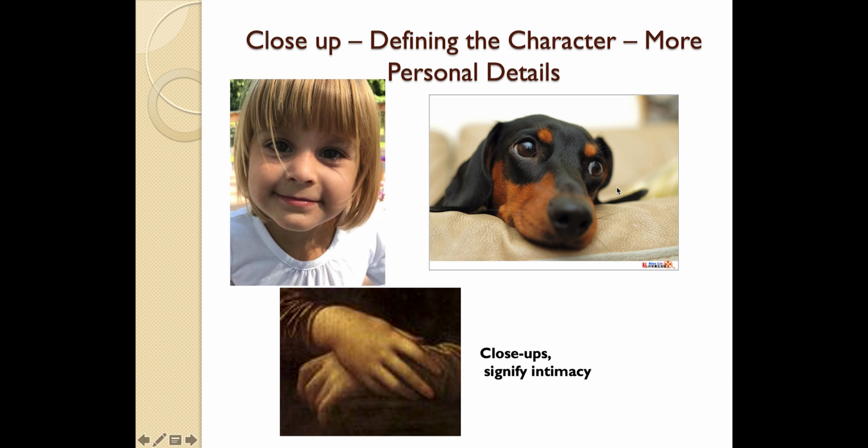Same thing with the dog. How does it make us feel? What is he thinking? Is he sad? It really emphasizes what the writer, producer, visual storyteller is trying to say. And then sometimes it's other parts of the body. For example, Mona Lisa's hands. The big question has always been what is Mona Lisa thinking? What is she saying to us by the way her hands are placed?